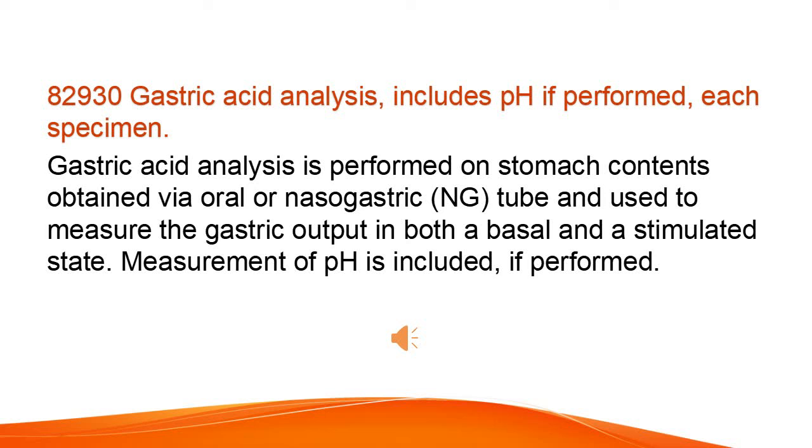Gastric acid analysis includes pH if performed, each specimen. Gastric acid analysis is performed on stomach contents obtained via oral or nasogastric (NG) tube and used to measure the gastric output in both a basal and a stimulated state. Measurement of pH is included, if performed.